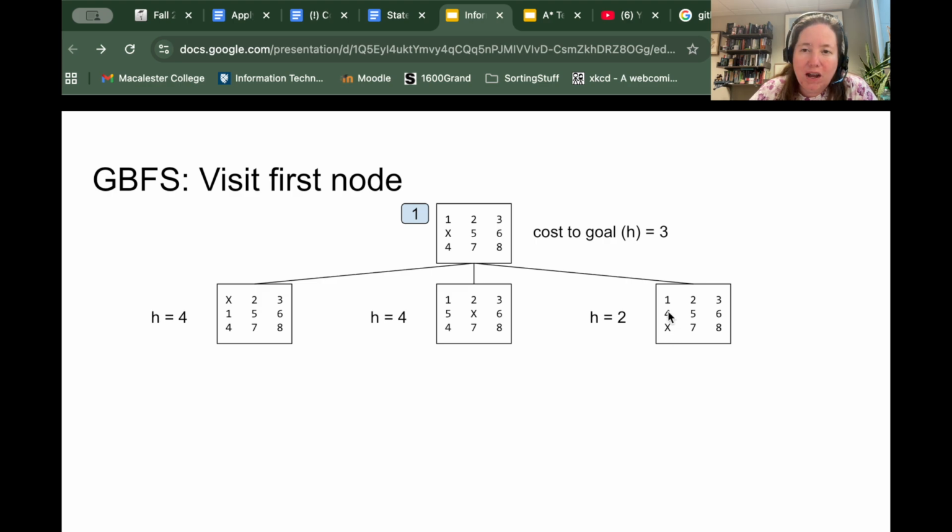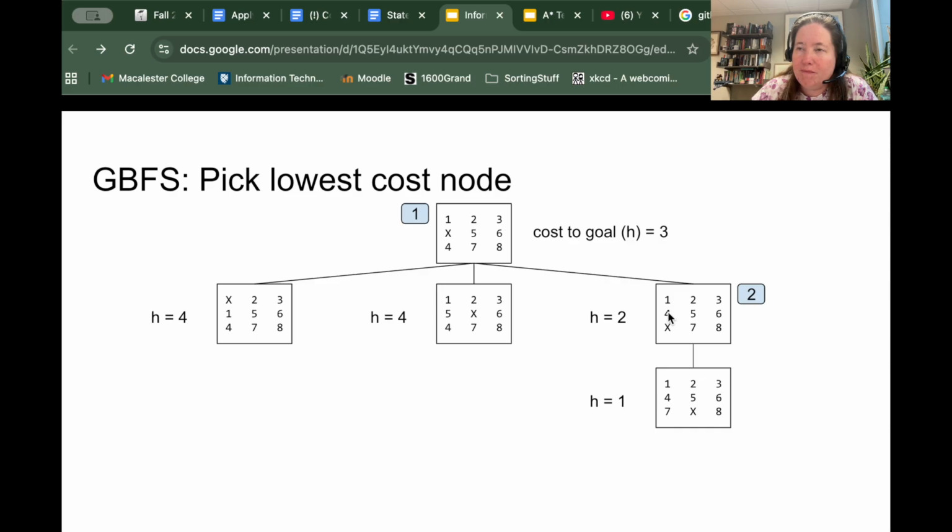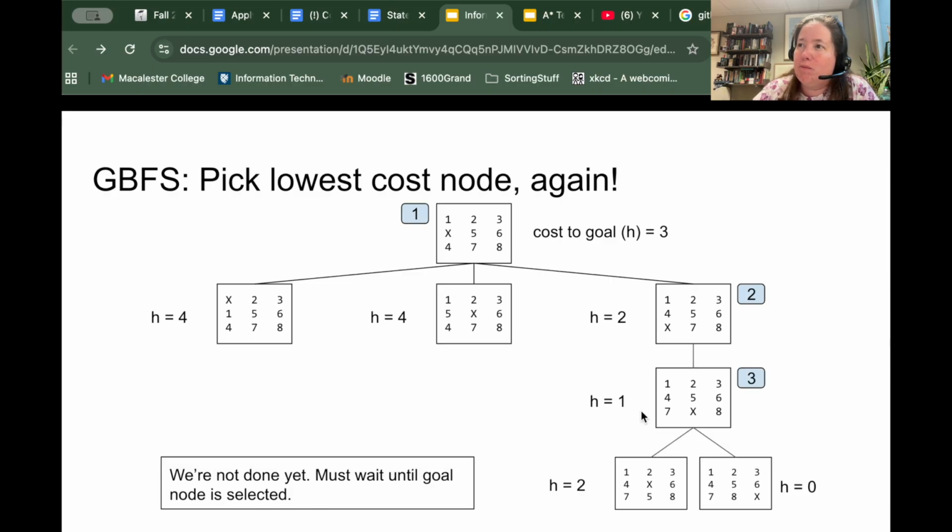If we move the 4 up, only 7 and 8 are out of place, so the heuristic cost drops. That means we will choose this child as the option for the next step. So that looks pretty good. We only have one option here, which is to move the 7 over, but notice that our heuristic value drops again because we are in fact moving pieces into the correct position. So we choose this child of number 2 as our number 3. It has 2 neighbors.